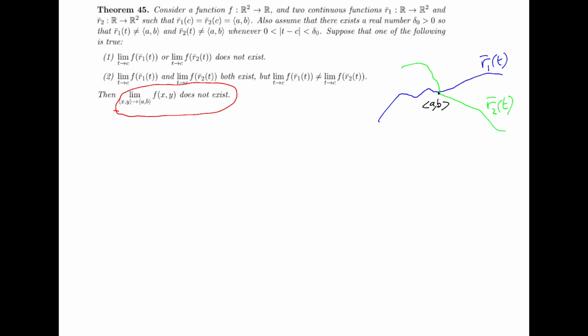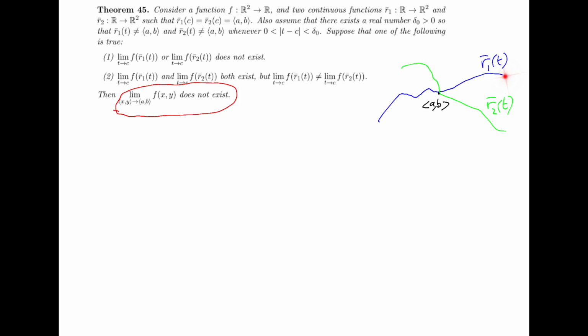Now what we can do is compute the limit of f(x,y) not where (x,y) goes to (a,b), but along this path R1(t). Note that this will be easier because we now have a single variable limit instead, and we can use the techniques from the first year. Okay, so there are two possibilities here.